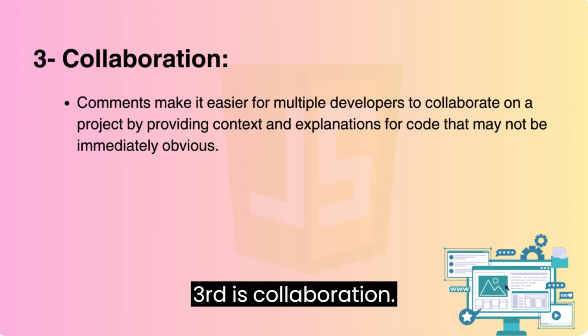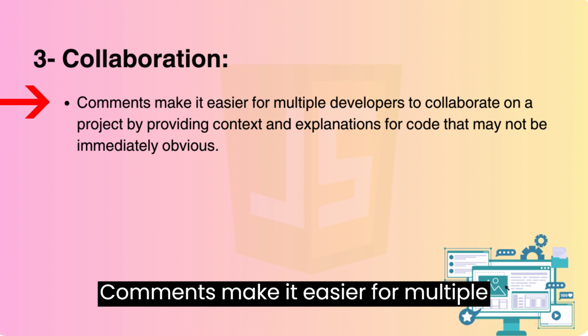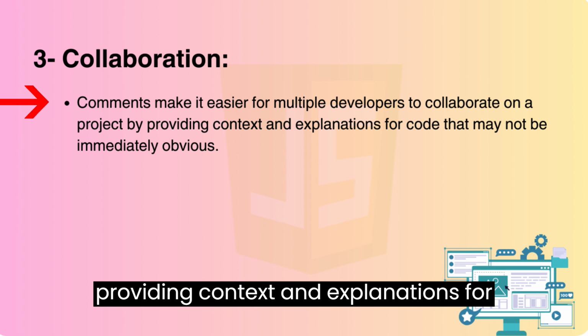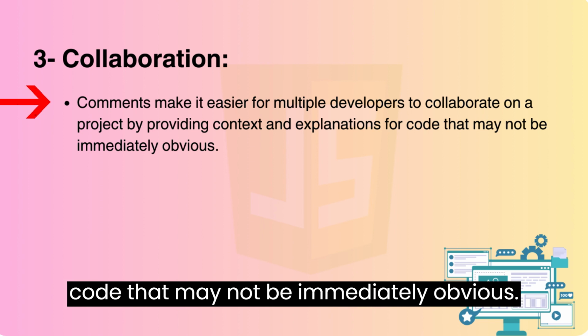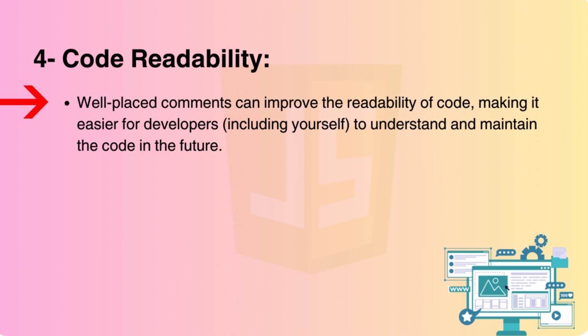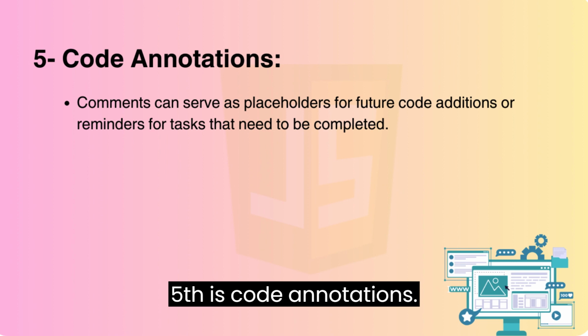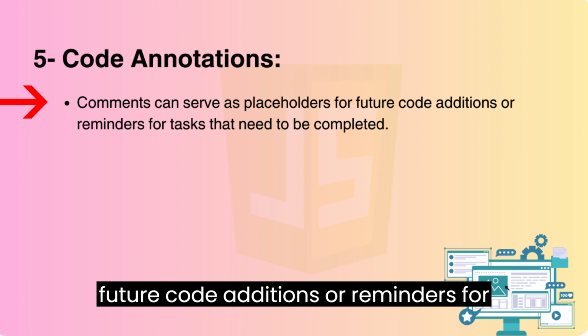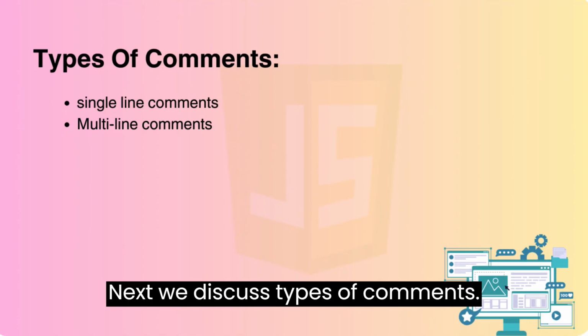Third is collaboration. Comments make it easier for multiple developers to collaborate on a project by providing context and explanations for code that may not be immediately obvious. Fourth is code readability. Well-placed comments can improve the readability of code, making it easier for developers, including yourself, to understand and maintain the code in the future. Fifth is code annotations. Comments can serve as placeholders for future code additions or reminders for tasks that need to be completed.